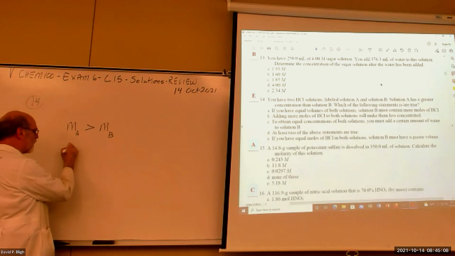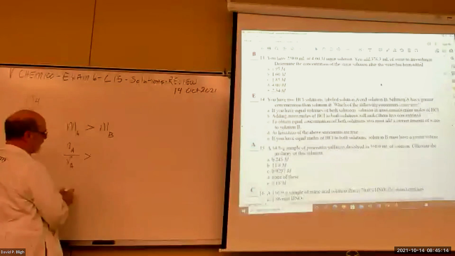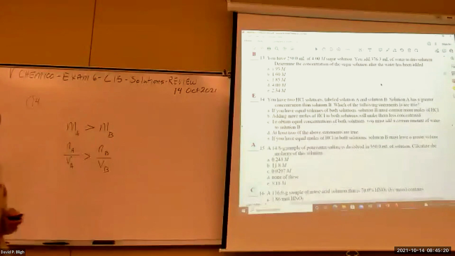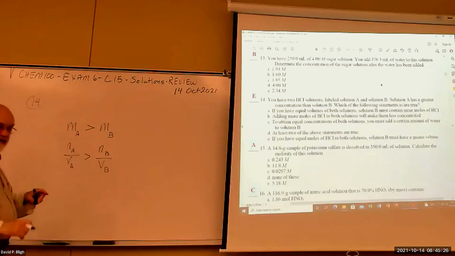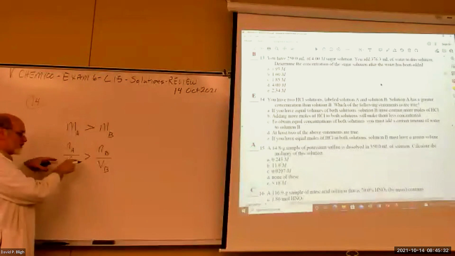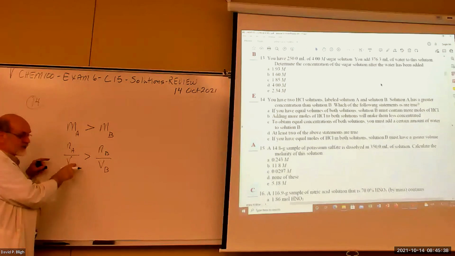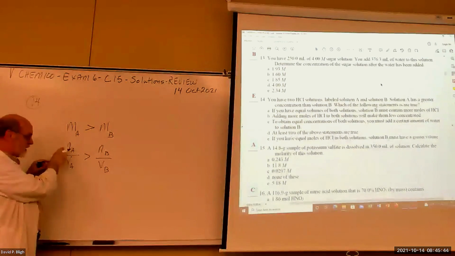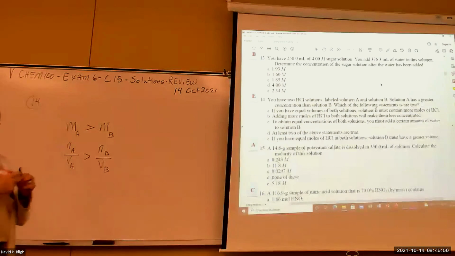This means that you have so many moles of A in such and such a volume of A, and so many moles of B in such and such a volume of B. Now we can say something about what would happen. Why is this one greater than that one? That's because this is bigger and that's smaller, because this is a quotient. Now let's look at our choices.